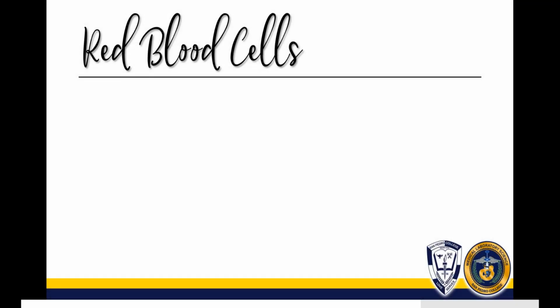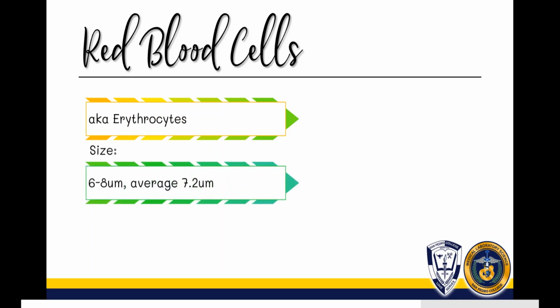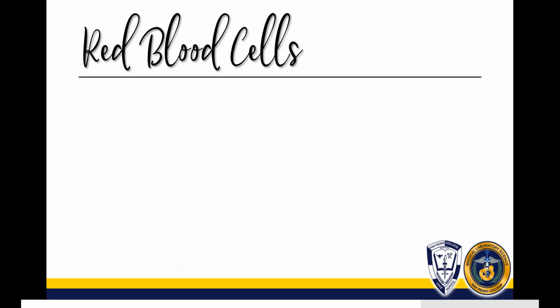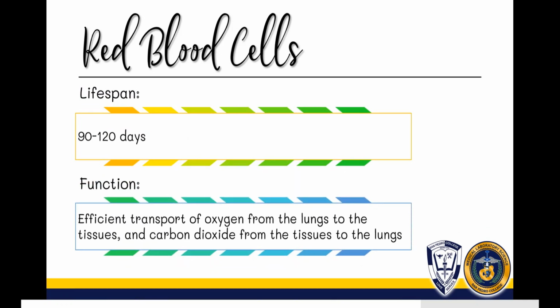Your RBC is also called erythrocyte. It has a size of 6 to 8 micrometers with an average of 7.2 micrometers. What is the shape of the RBC? Yes, biconcave. Its lifespan ranges from 90 to 120 days, and the very function of the RBC is to transport gases. It delivers oxygen from the lungs to the tissues, and it carries carbon dioxide from the tissues to the lungs to be exhaled.